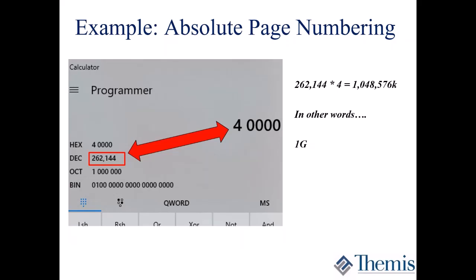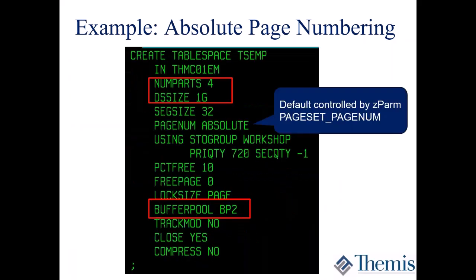Over on the right, I did some math. I said, okay, well, if each one of those pages is 4K, multiply that number by 4, you get 1,048,576K, which is 1 gig. What does that correspond to? If we go back a couple of slides, that corresponds to the DS size that I chose up here, which is 1 gig. So each partition reserves for itself 1 gigabyte worth of page numbers. Right? 1 gigabyte worth of page numbers.